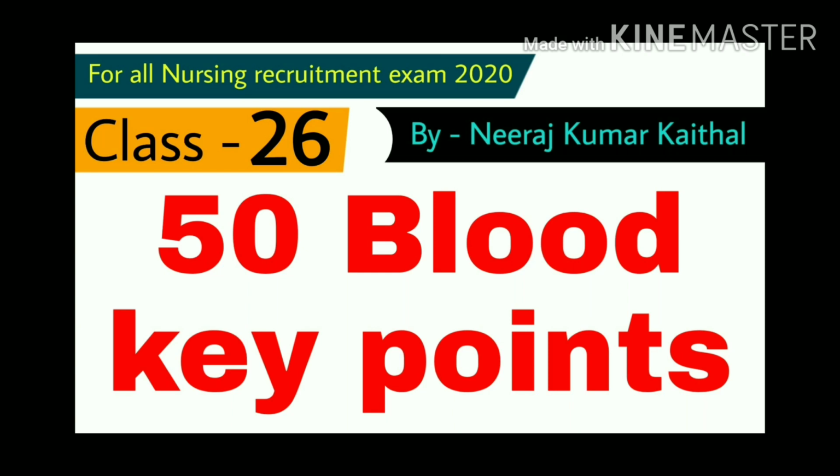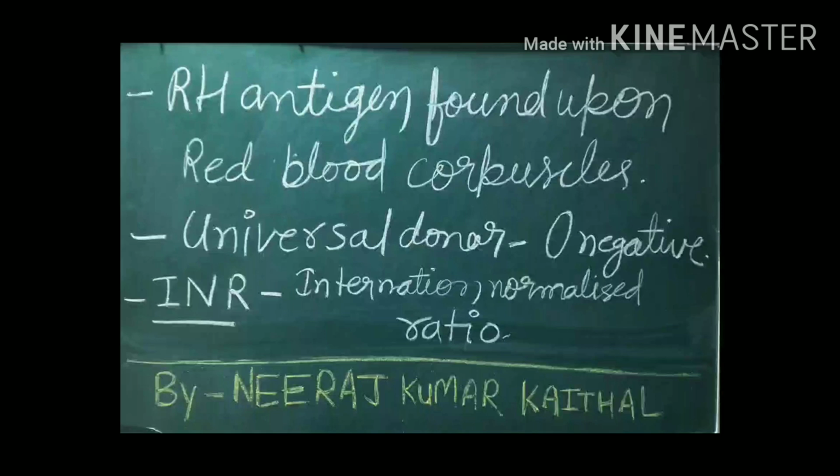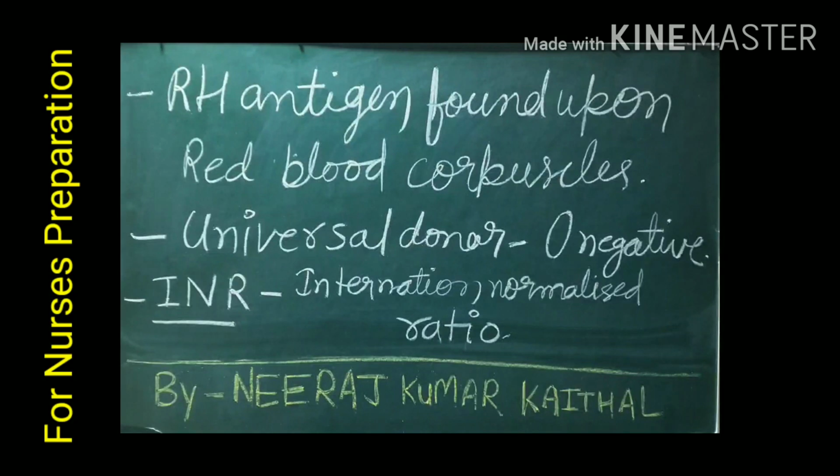Today we are presenting 50 important blood key points. This is class number 26. Let's begin. Rh antigen is found upon red blood corpuscles.